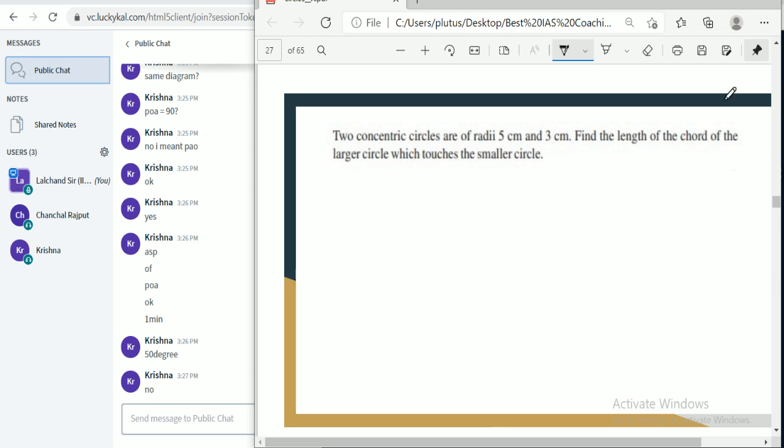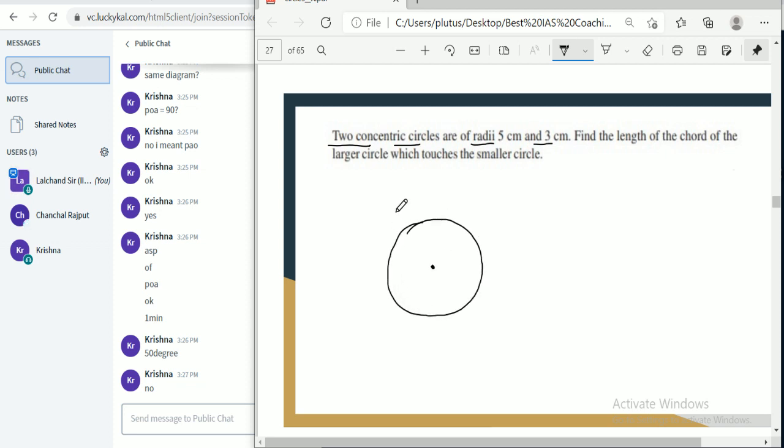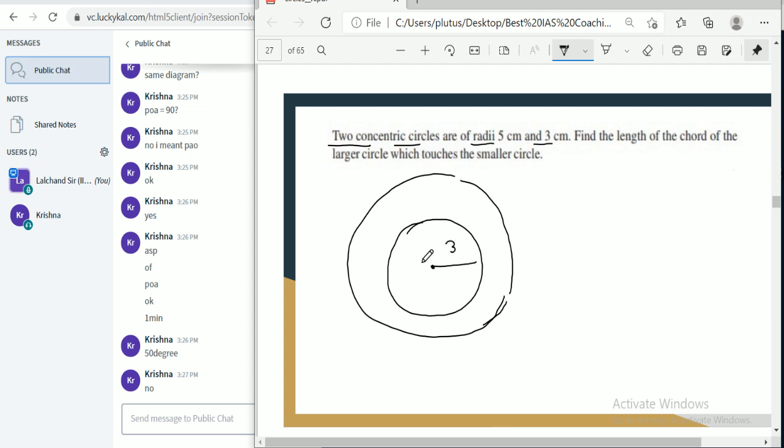Okay, first we need to make the diagram. We have two concentric circles of radii 5 centimeter and 3 centimeter. So let's suppose this circle is 3 centimeter radii. Concentric means they have same center. So another circle that is 5 centimeter in radii. So this is 3 centimeter and this, let's suppose, 5 centimeter radii of this.